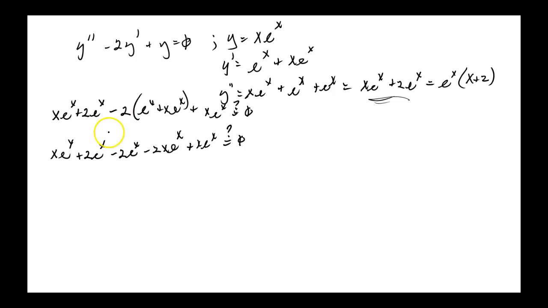Well, looking at this, 2e to the x minus 2e to the x, sure enough, that's equal to 0. And here you have minus 2x e to the x and plus an x e to the x plus e, so that's plus 2x e to the x. So sure enough, all those add to be 0. Okay? And x e to the x is defined everywhere.